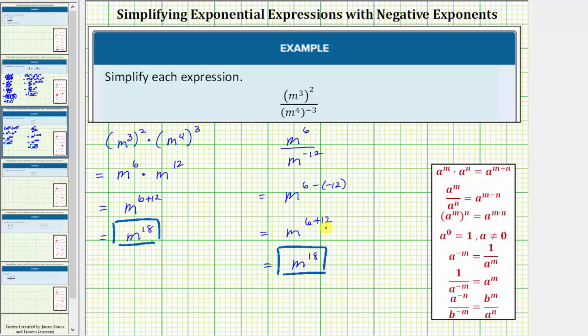So both methods are a valid way to simplify the given expression. You will probably prefer one method over the other, but it is important to understand both methods do work for simplifying the given expression.